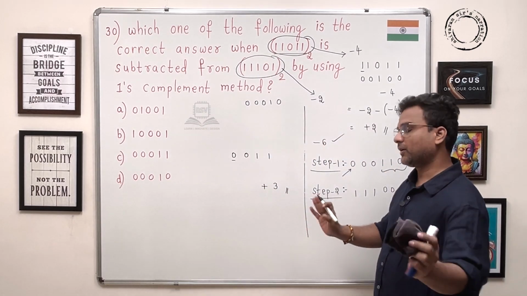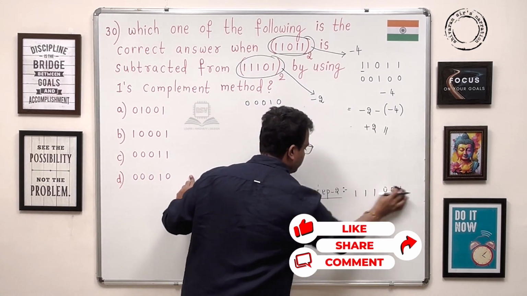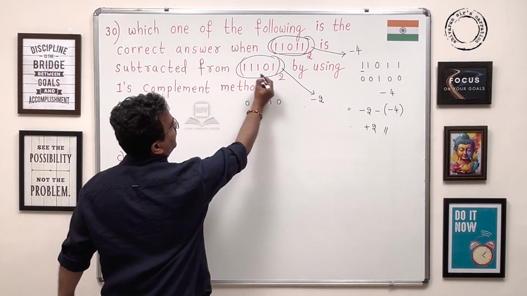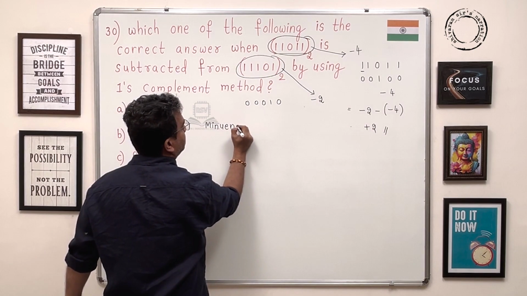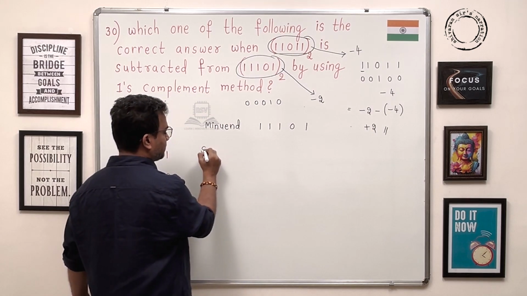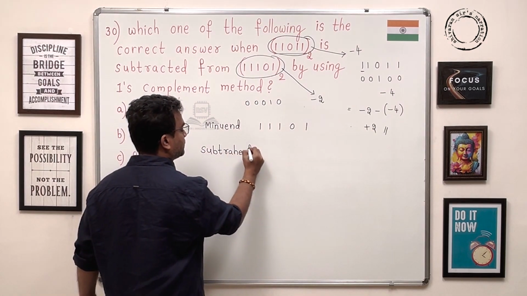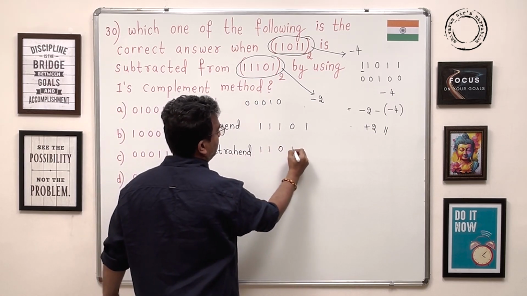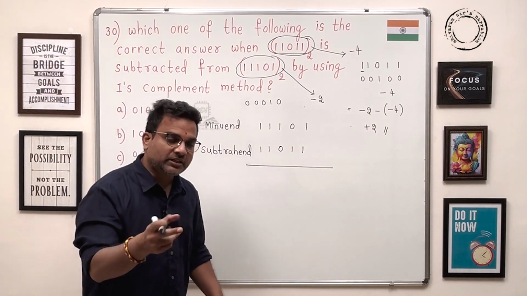We want to find out. Let's do this first of all. Guys, here the procedure will be like, we want to do this as, let's assume this is the Minuend, which is 11101. And this is Subtrahend. You need to use proper terminology guys, especially in interviews. Now Subtrahend is 11011.